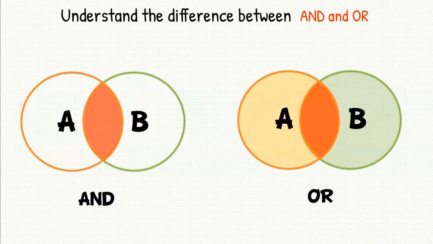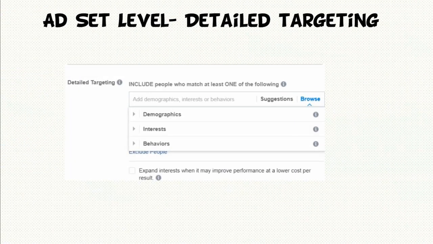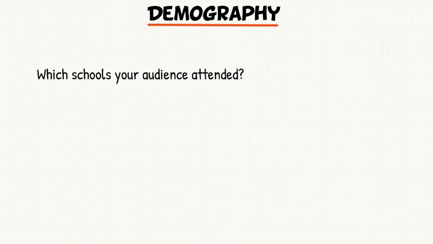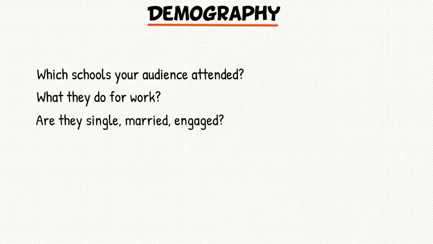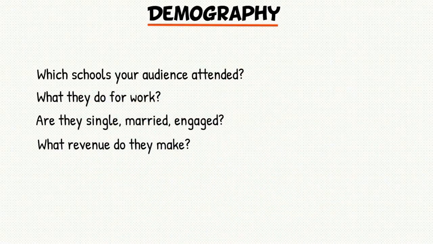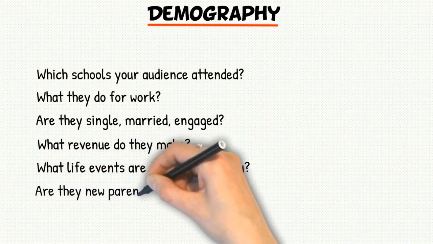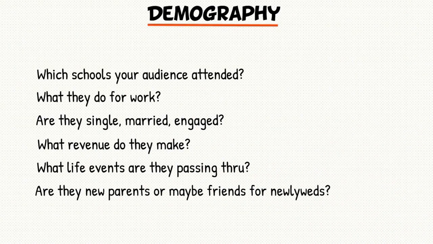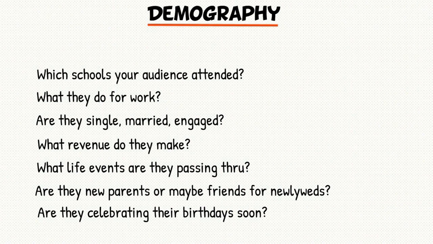Now that you have understood the difference between "and" and "or", let's go to Facebook and explore what we find in the detailed targeting section. Demographics. In this section, you tell Facebook which schools your audience attended, what they do for work, are they single, married, or engaged, what revenue do they make, what life events are they passing through, are they new parents or maybe friends of newlyweds, or maybe are they celebrating their birthdays soon.